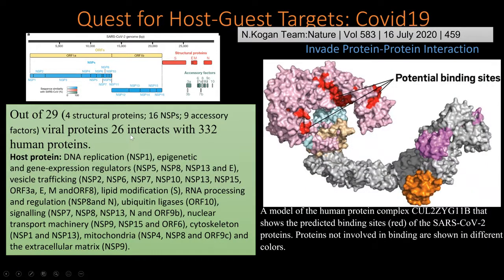It's something like what I showed you earlier, invading protein-protein interaction. And for one of the proteins, they have actually known crystals. They identified these as the potential binding sites. The rest of them are not. So the protein of the virus can bind here, in these places. So if they find a molecule to interrupt these places, then these fellows cannot bind.